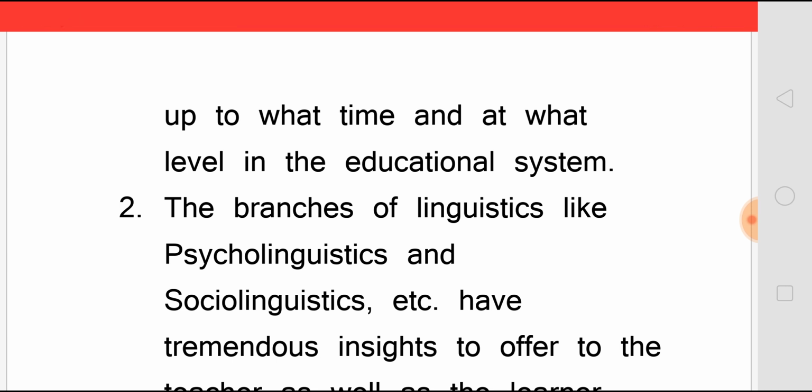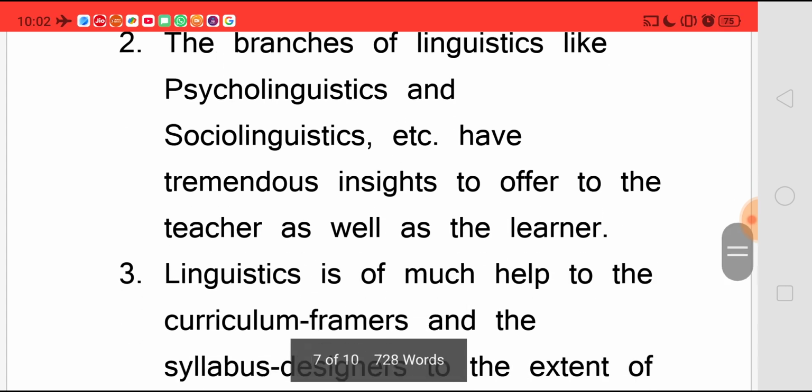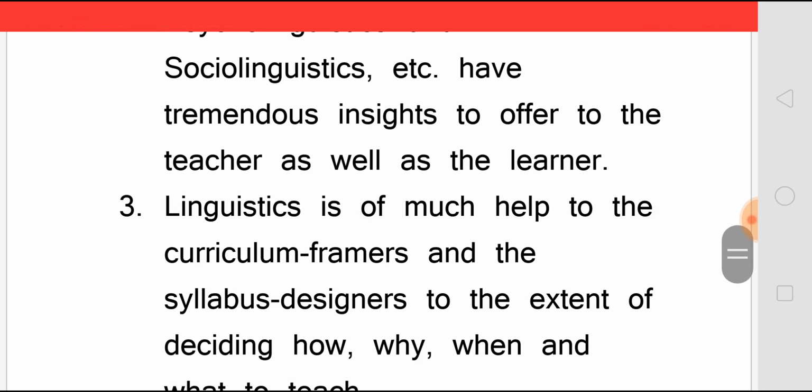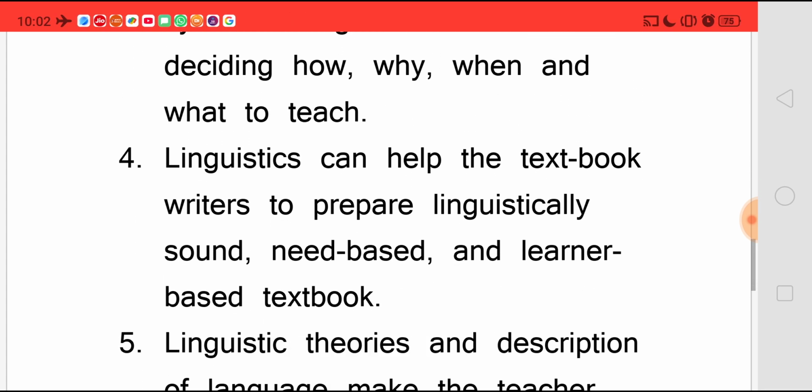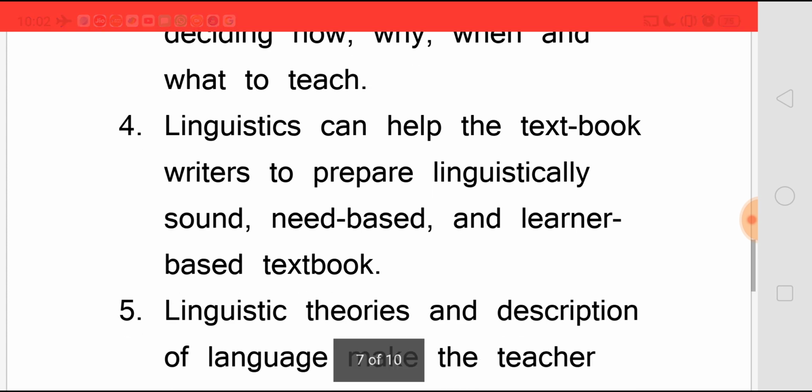The branches of linguistics like psycholinguistics and sociolinguistics, etc., have tremendous insights to offer to the teacher as well as the learner. Linguistics is of much help to the curriculum framers and the syllabus designers to the extent of deciding how, why, when, and what to teach. Linguistics can help the textbook writers to prepare linguistically sound, need-based, and learner-based textbooks.